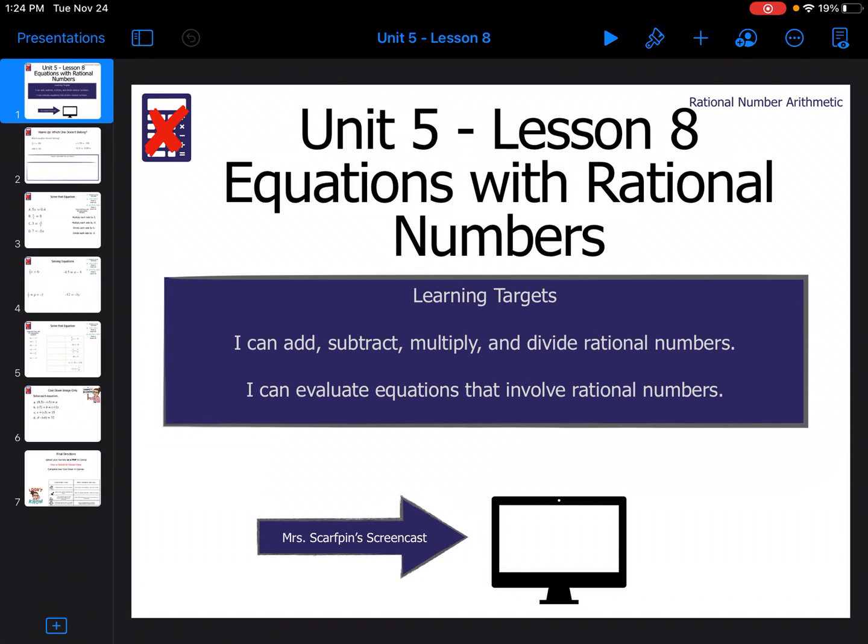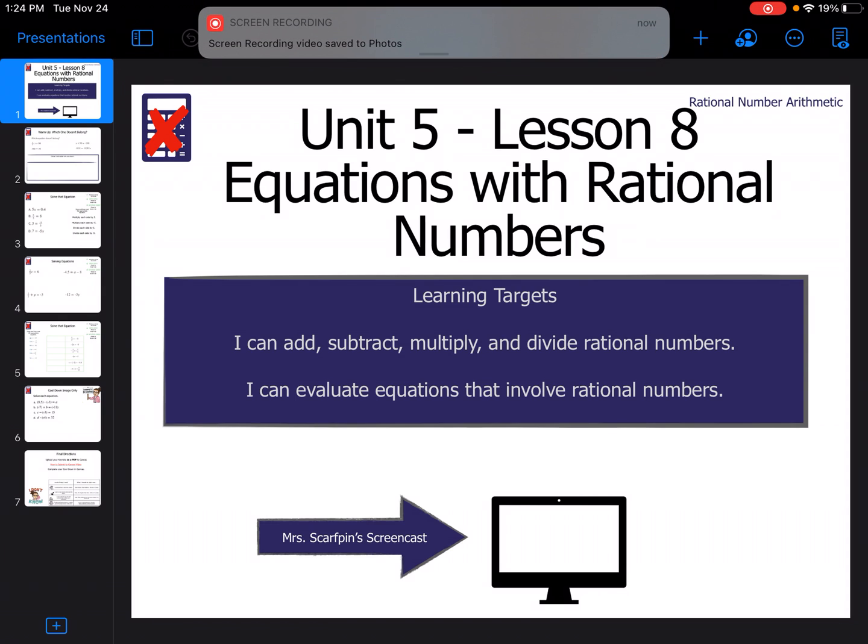All right, Unit 8, we're doing equations with rational numbers. So we kind of touched on equations a little bit in some of our other lessons, but now we're going to put that to the test with our negative number rules. So you want to be thinking about adding, subtracting, multiplying, and dividing. We're doing it all today. And that you can evaluate equations that involve rational numbers. So that includes fractions and decimals. So this is going to be a heavy one.